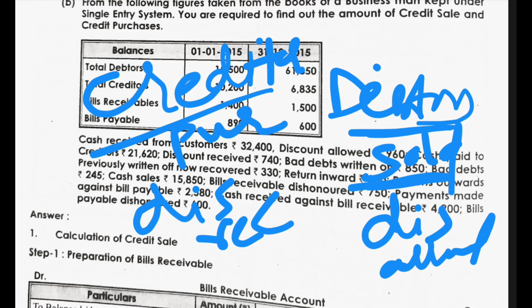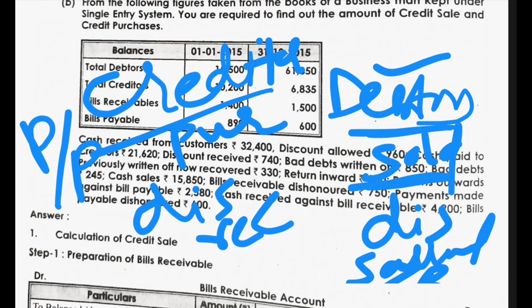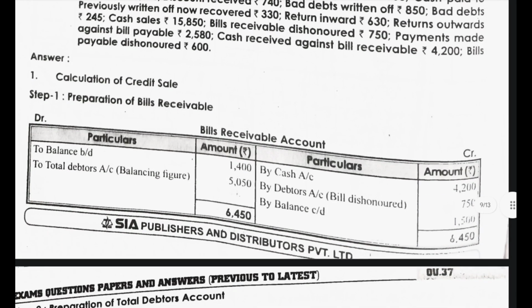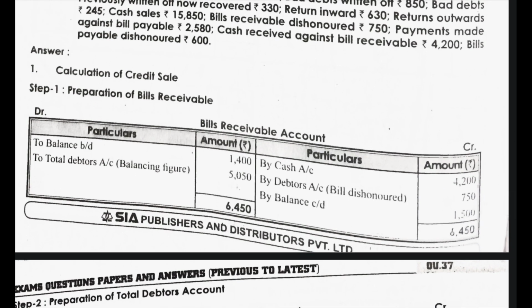Bad debts are related to the debtors. Return inwards means we have sold the goods and now the goods are returned to us, so return inwards is sales return and return outwards is purchase return. These are the terms you should know and what they are related with. It's clear? So now, first, the calculation of credit sale, starting with the preparation of the bills receivable account.